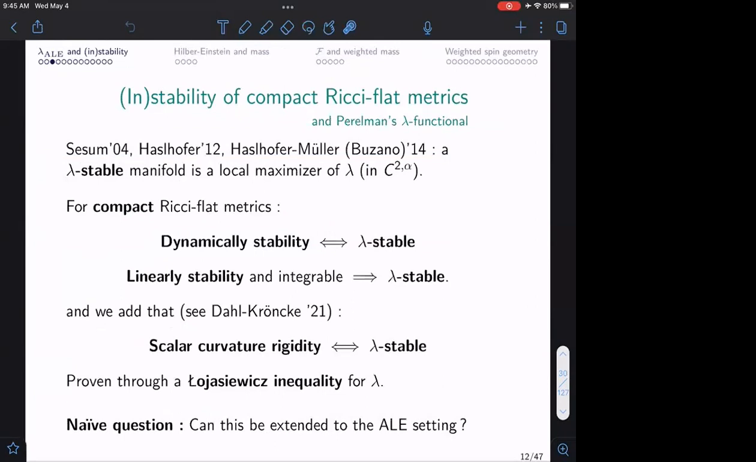Oh, because lambda is increasing along the flow. So, okay, say we have G here, we have lambda here. And so if you're a maximizer of lambda, then since lambda increases along Ricci flow, it will typically flow back and try to reach a maximizer. On the other hand, if you're not a maximizer and you start a Ricci flow here and you were looking at this one metric, it will flow away. It cannot go back to a metric with lower lambda, because lambda increases along the flow.